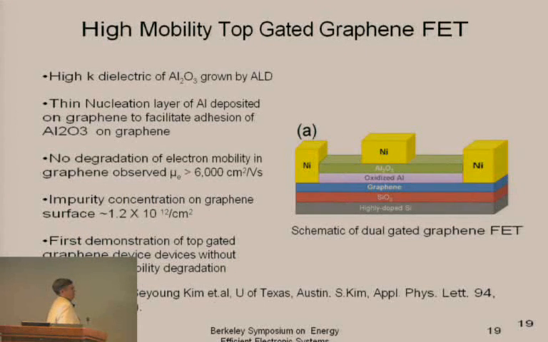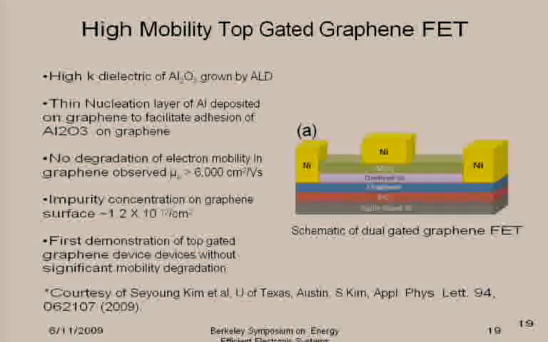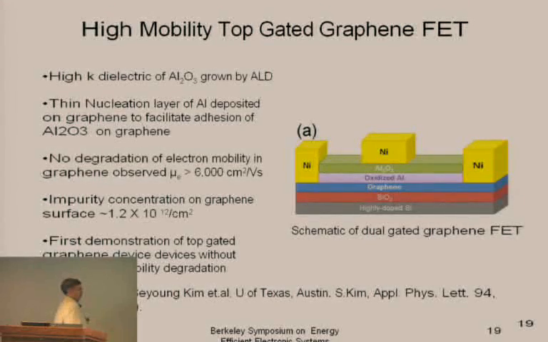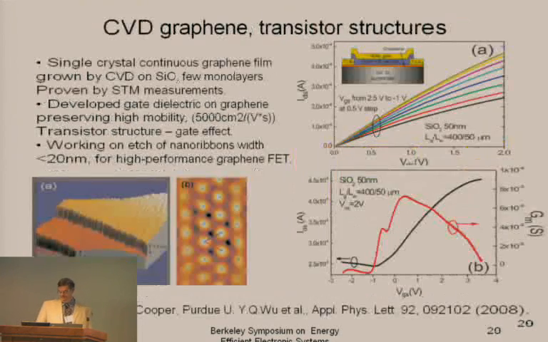It turns out that in all the experiments up to very recently, whenever you try to put a top gate on it, it degrades the graphene mobility significantly. But at the University of Texas recently, they devised a methodology to put an aluminum oxide dielectric on top of graphene, keeping the mobility above 6,000 centimeters squared per volt second. So that's really a significant accomplishment.